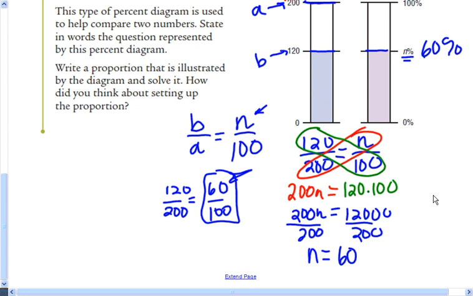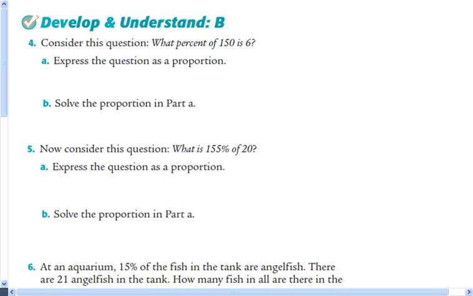All right, here's lesson 312, percents and proportions, part 2. Again, I'm going to do a few of the problems, and then we'll do the rest in class. So we're going to use this idea about the proportion.